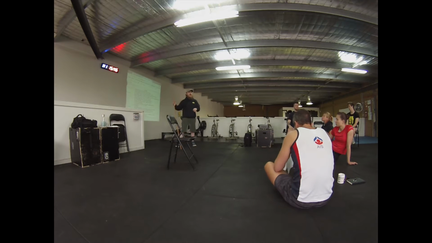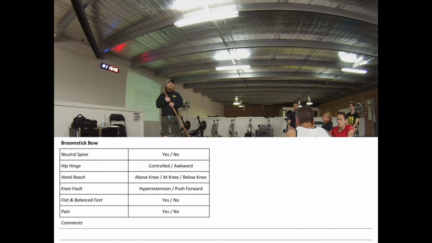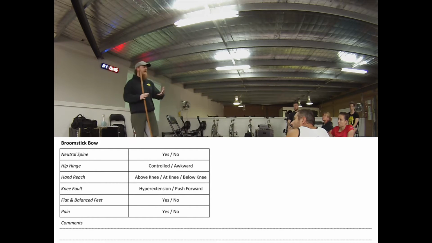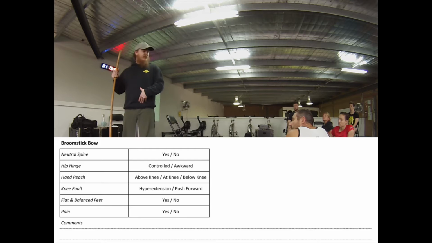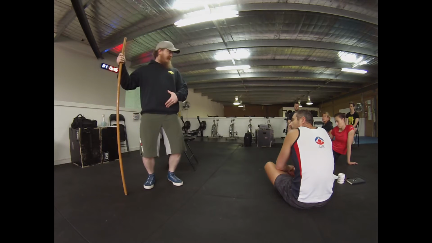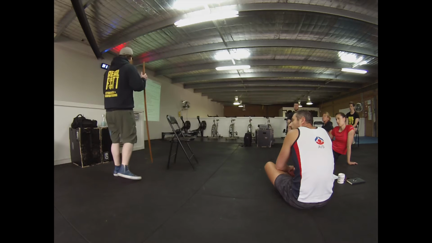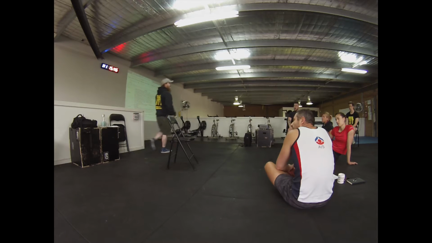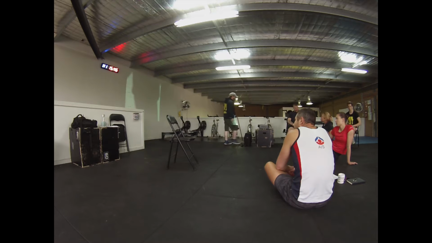Right, so the broomstick bow, we're essentially assessing someone's capacity to do a conventional deadlift. It has application outside of that, primarily teaching people how to break at the hips correctly without doing that, which is a bad idea. But we're primarily assessing a conventional deadlift and the components of that.